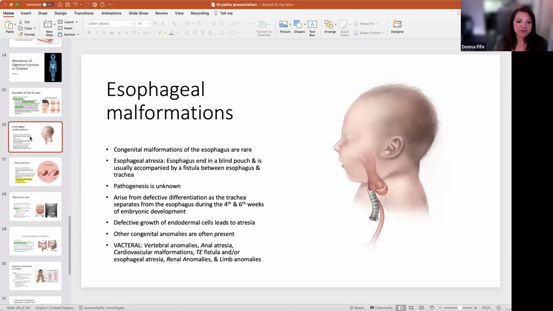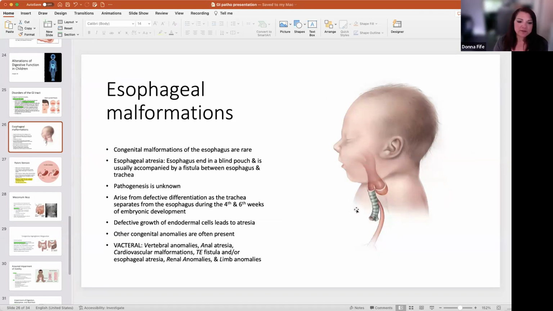Esophageal malformations: congenital malformations of the esophagus are thankfully rare. Esophageal atresia is where the esophagus ends in a blind pouch, and is usually accompanied by a fistula between the esophagus and the trachea. So we can see that here. The pathogenesis of this is unknown.